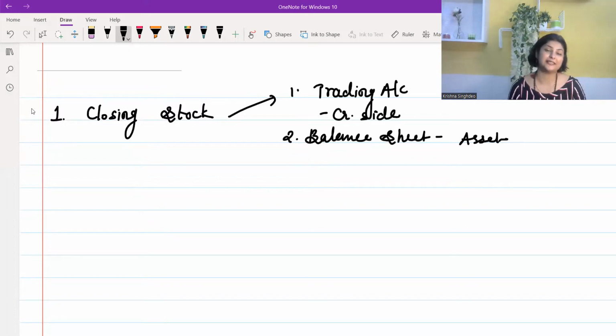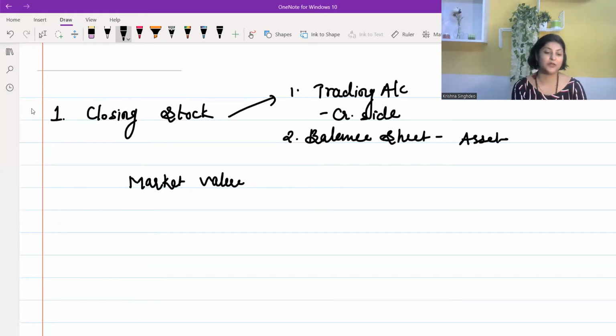Now, this is a very simple type of adjustment where only the value of closing stock would be given. Sometimes they make it twisted and give you information in various other ways. What can be that way? Sometimes they give you the market value and the book value of the closing stock.